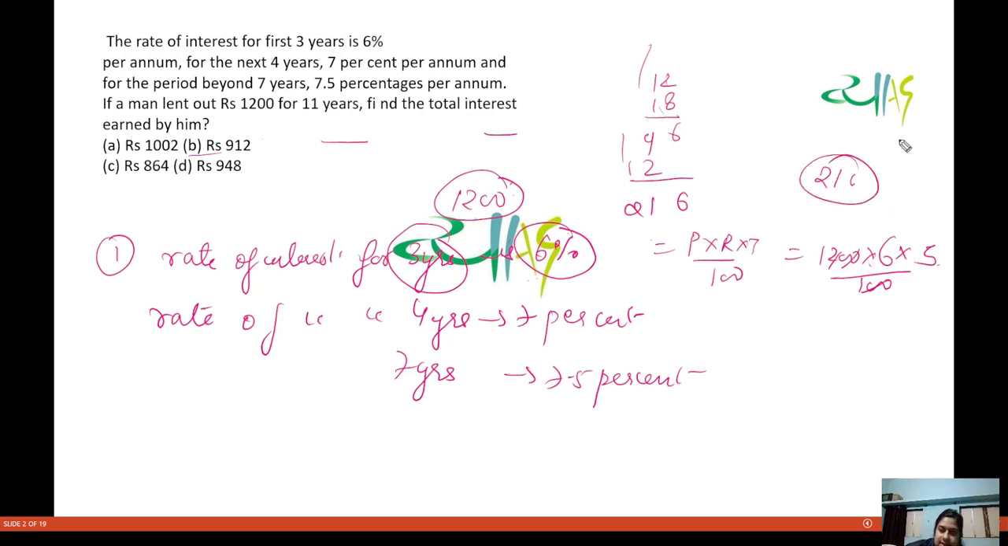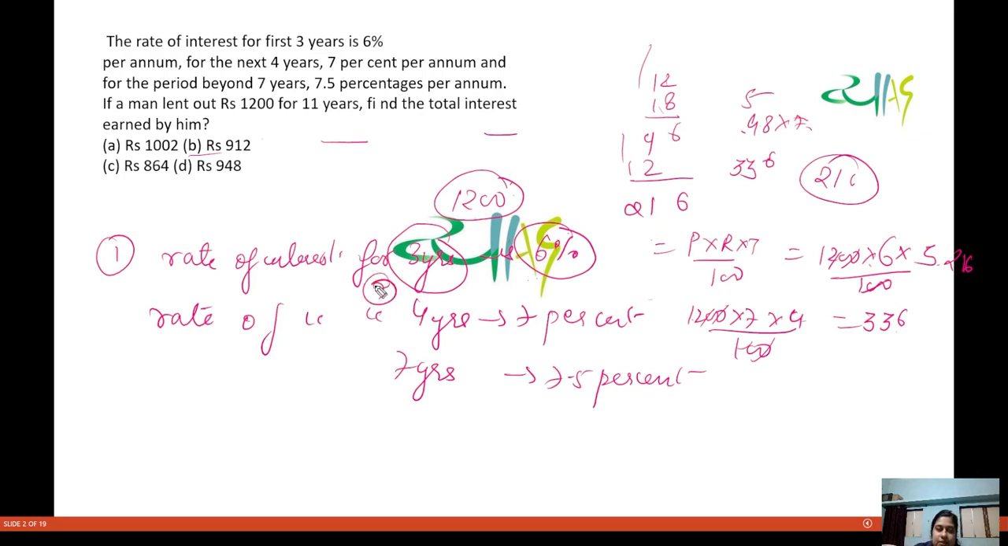So we have 216 as the interest for 3 years, and then it is saying the rate of interest for 4 years is 7%. So that is how much? 1200 into 7 into 4, for the next 4 years they are asking. Let's just cancel this out. You will have 48 and 48 into 7, so you have 336. Here you had 216, here you had 336.